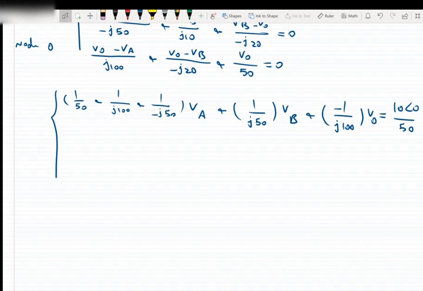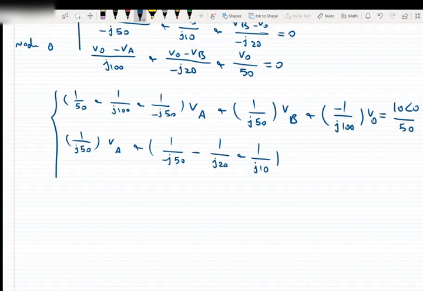So that's the first equation. Second equation: 1 over J50 times VA plus 1 over negative J50 minus 1 over J20 plus 1 over J10 times VB, plus 1 over J20 VO is equal to 0. This one is the second equation.